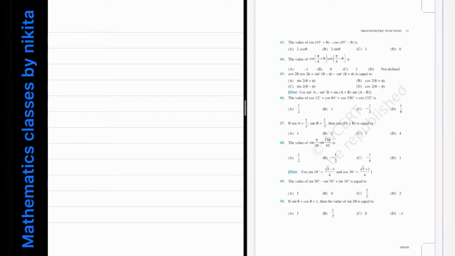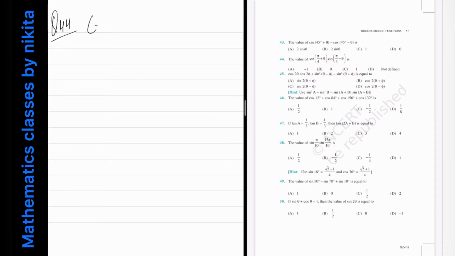So as you all know, we were doing the NCERT exemplar of chapter 3, that is trigonometric functions, and we have covered till question number 43. Now let's start with question number 44. Question number 44 says the value of cot of pi by 4 plus theta into cot of pi by 4 minus theta is. So the options are -1, 0, 1 or not defined. So let us see how to solve this question.